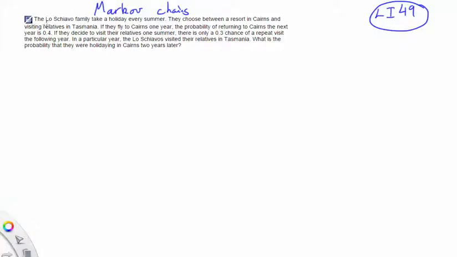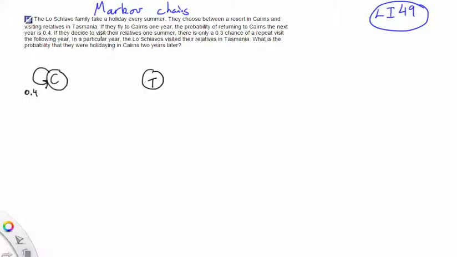So the Loshiovo family take a holiday every summer. They choose between a resort in Cairns and visiting relatives in Tassie. So they can either go to Cairns or to Tassie. If they fly to Cairns one year, the probability of returning to Cairns the next year is 0.4. So the way I like to write this is I start at Cairns and we're going right back to Cairns. So that's 0.4 there. That's the probability of them returning to Cairns the next year.